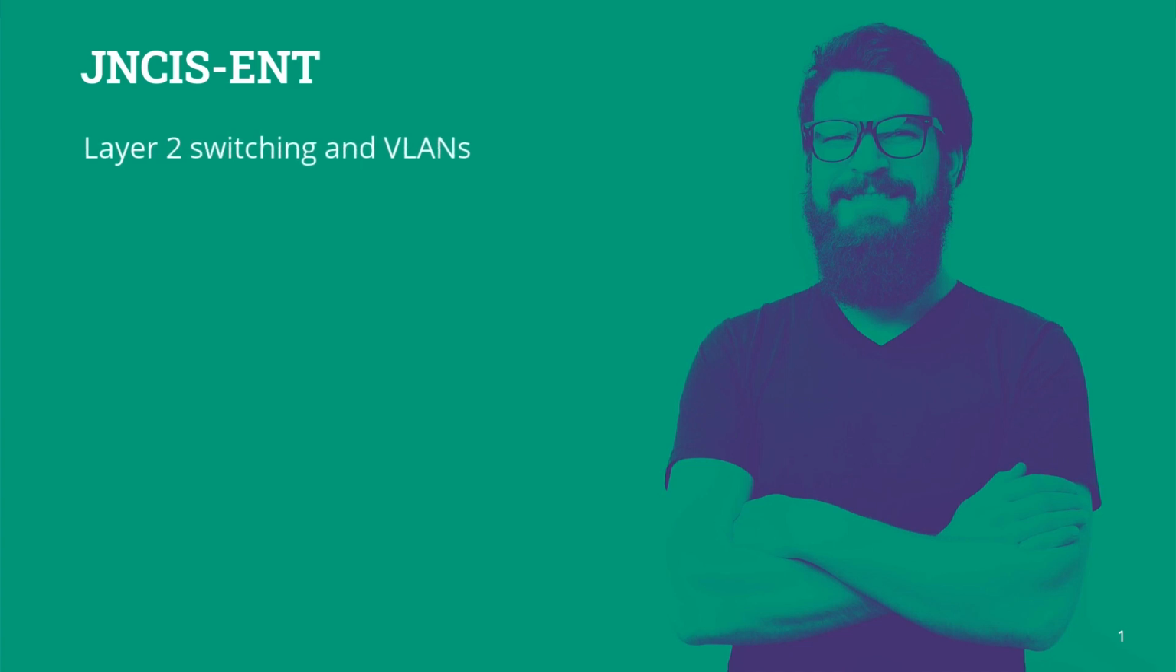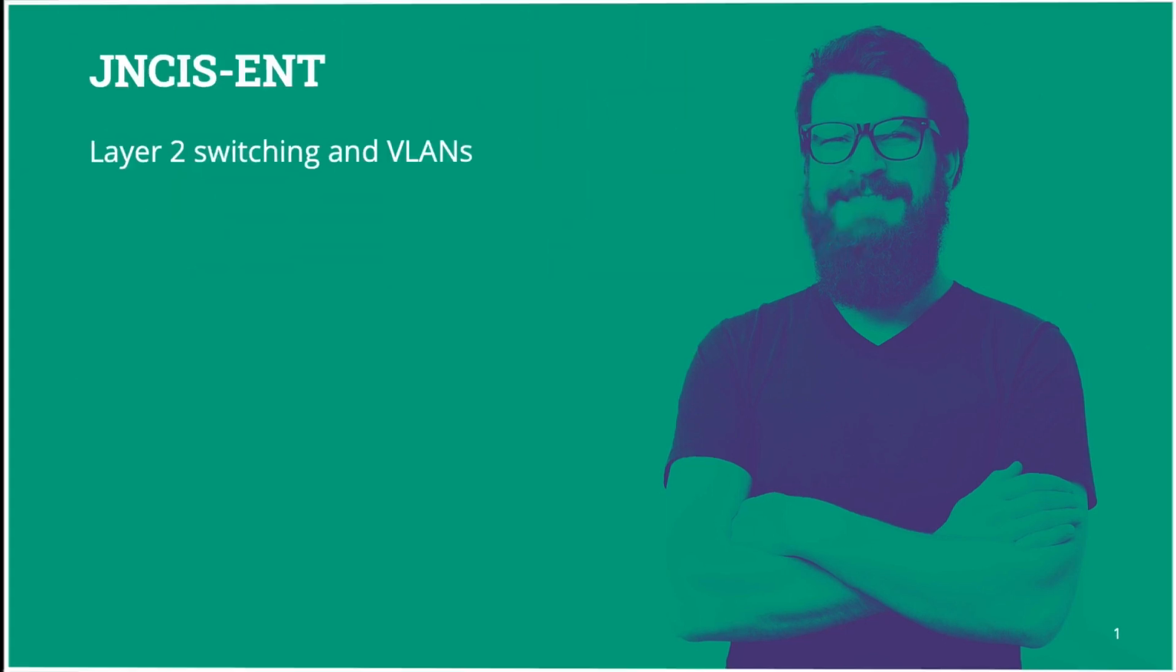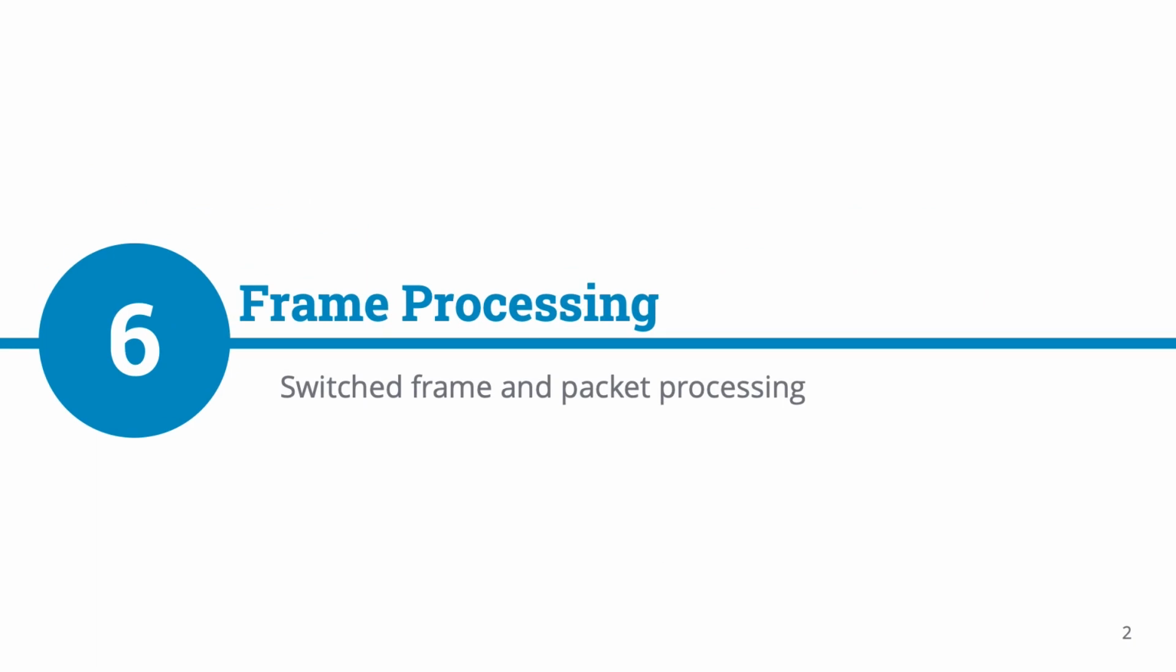In this section of the course, we're reviewing Layer 2 switching and VLANs, where we're covering Layer 2 switching mechanisms and Ethernet switching configurations in Junos. In this lesson, we'll be covering frame processing.